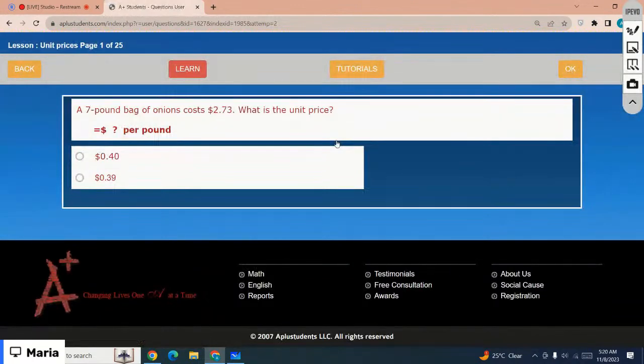A 7 pound bag of onions costs $2.73. What is the unit price? So which is the correct option? You have to calculate the price of 1 pound of onions, right? So you have to divide 2.73 by 7. Got it? When you divide 2.73 by 7, the correct option is $0.39. Very good.